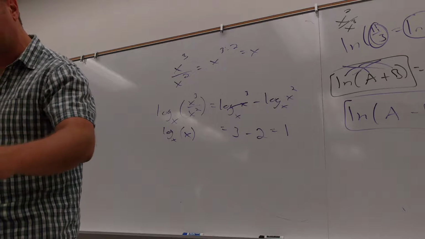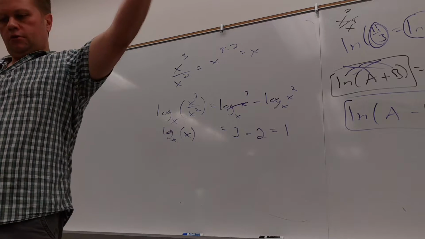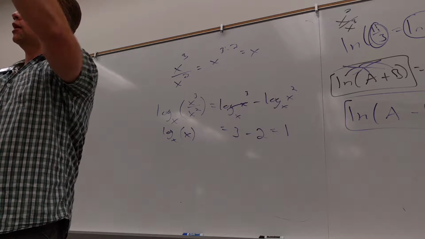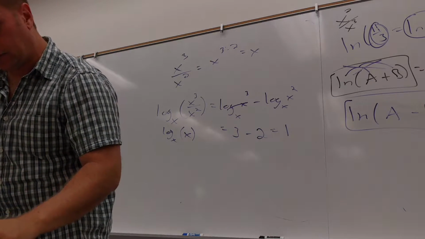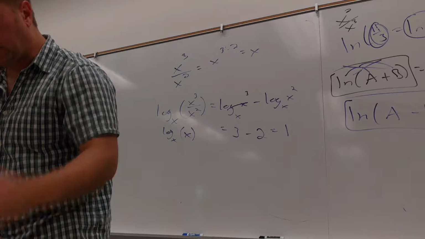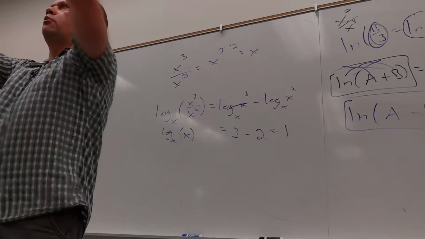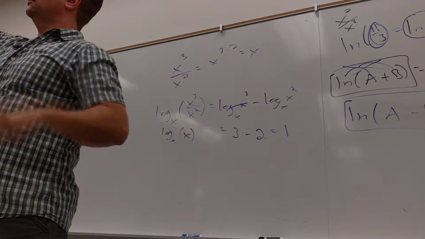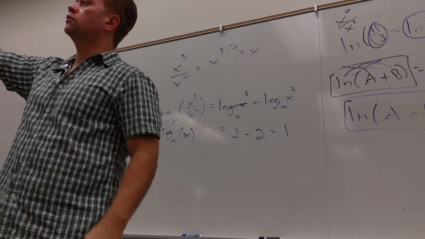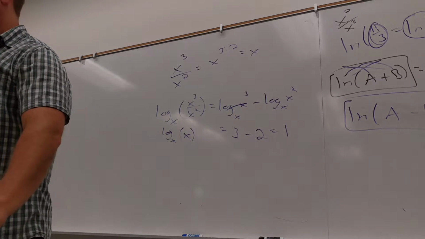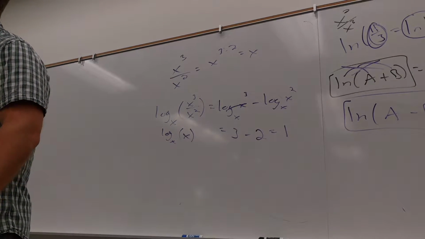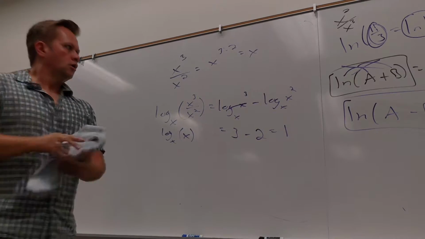Use properties of logs to write the expression as a single logarithm. That's putting them together. How did it say it the other way? Use properties of logs to write the expression in terms of logarithms of, break it back up. It was for the ln. We can't do anything when there's a sign between the letters.